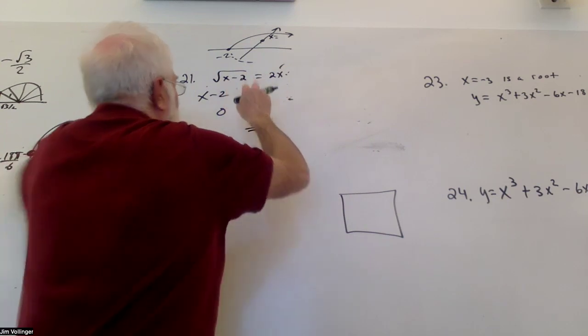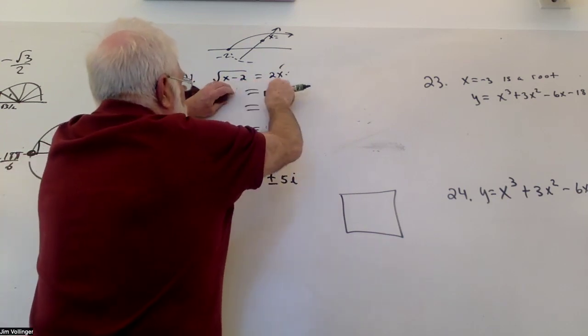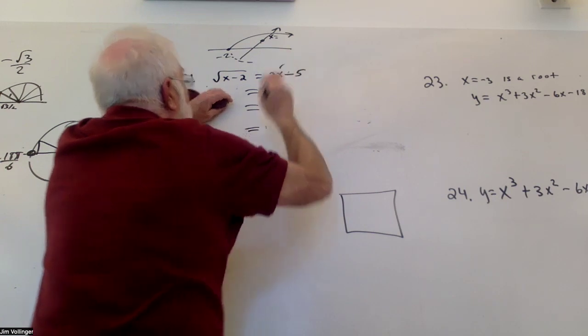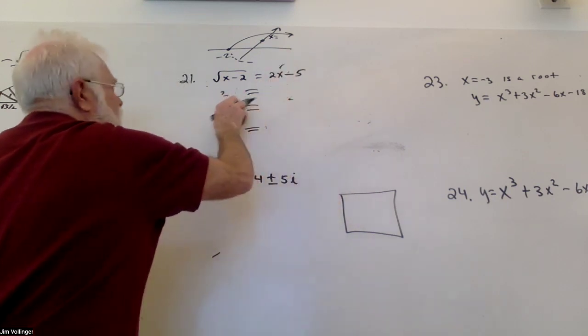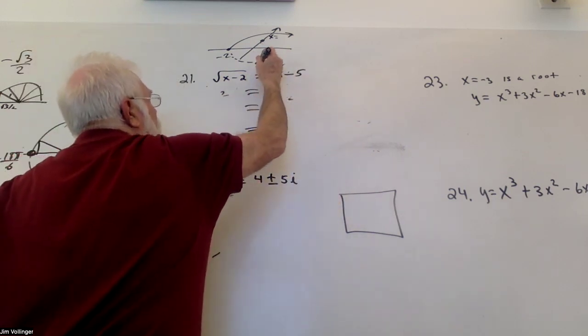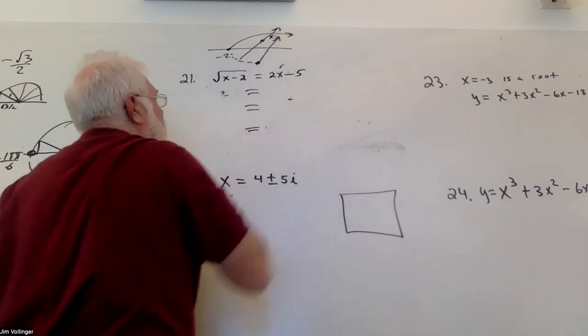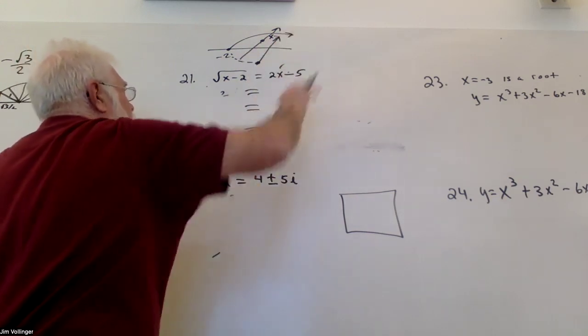So 3 gets me 1. 2 times 3 is 6. I've got to subtract 5. That now gives us a very similar picture, except I'm much lower and still going up at 2 to 1. All right, so it is going to be a greater answer.